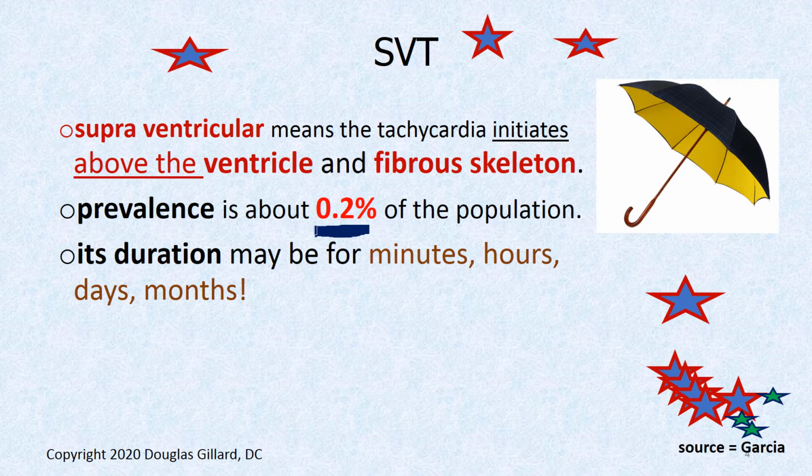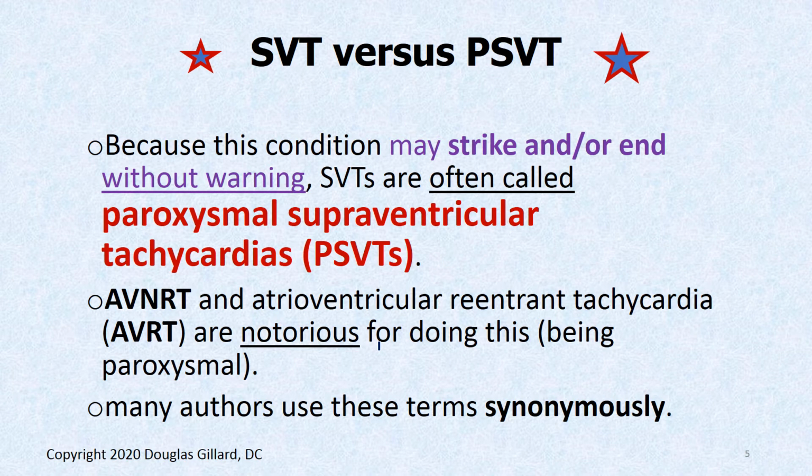They could last for minutes, hours, days. They could be permanent, right? Or it's called sustained. And those aren't good. They can wreck your heart if they're sustained, as we'll see. Another concept is a supraventricular tachycardia versus a paroxysmal supraventricular tachycardia. So what's paroxysmal? That means that it can start without warning and it can stop without warning. AVRT, AVNRT are both notorious for doing that.